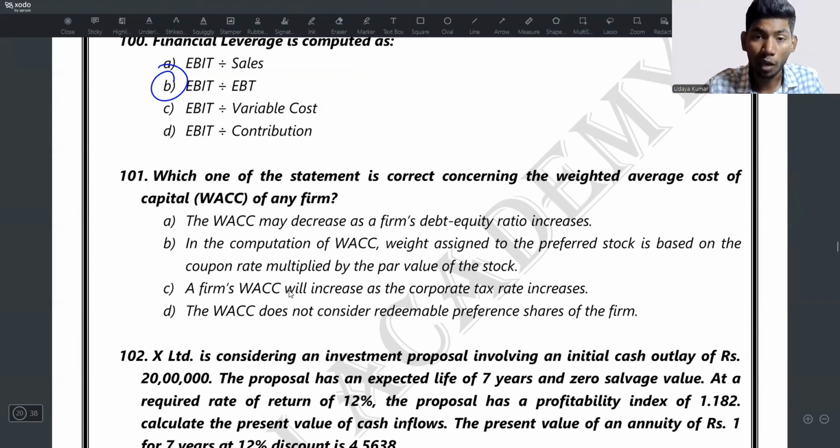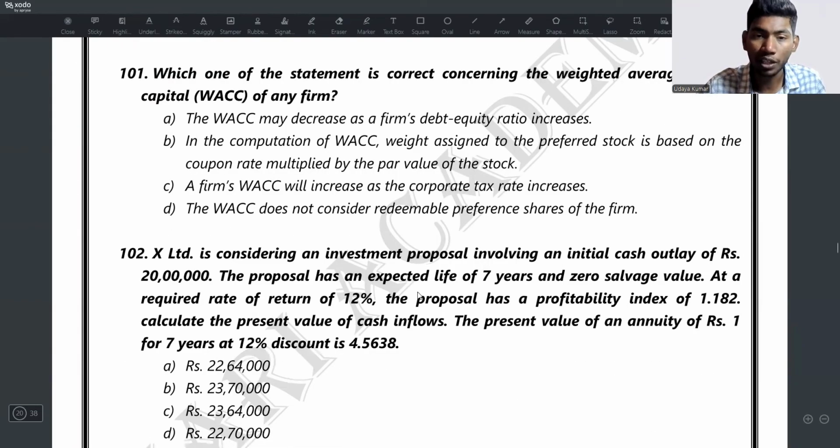Option B, in the computation of weighted average cost of capital, the weight assigned to the preferred stock is based on the coupon rate. No, right? Option C, a firm's weighted average cost of capital will increase as the corporate tax rate increases, which is somewhat relevant. And option D, the weighted average cost of capital does not consider redeemable preference shares of the firm. Who said it won't consider? It will be considering, right? So which is the right option? It was already asked in the examination.